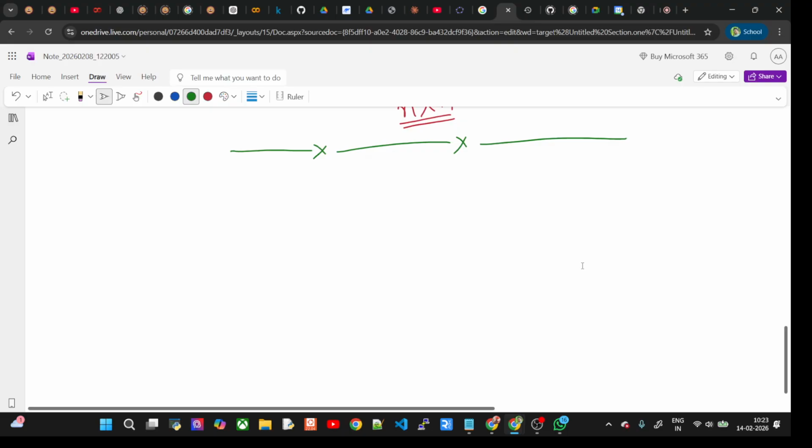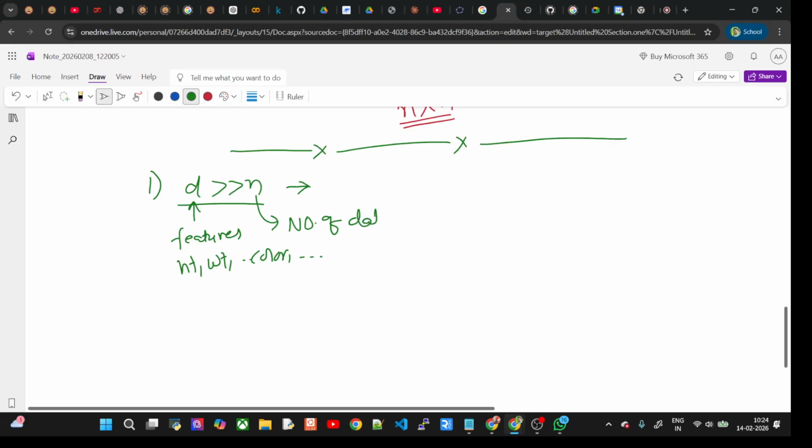Okay, so what we now understood is that PCA has issue number one where D is greater than N. That's the main issue, because when D is greater than N, we have an issue in the eigenvalue and eigenvector calculation, which is taking lots of time, which is not acceptable. So we have to find some solution. What is D here? D is your features, like height, weight, or color, or your house location, and anything. N is nothing but the number of samples, or number of data points.